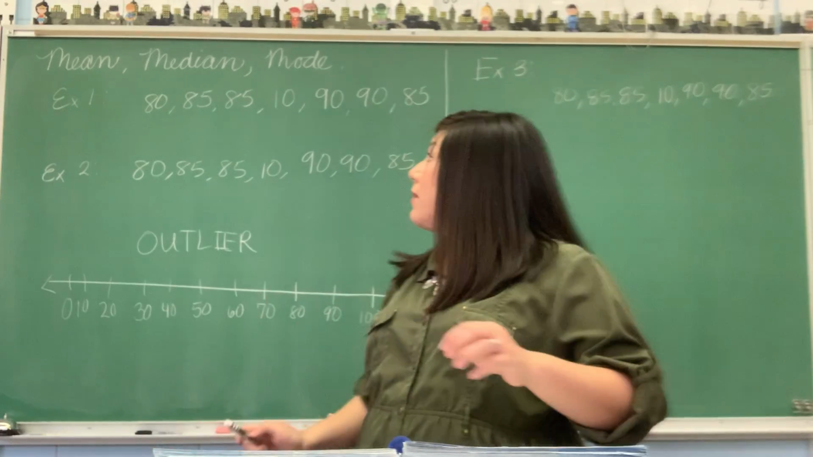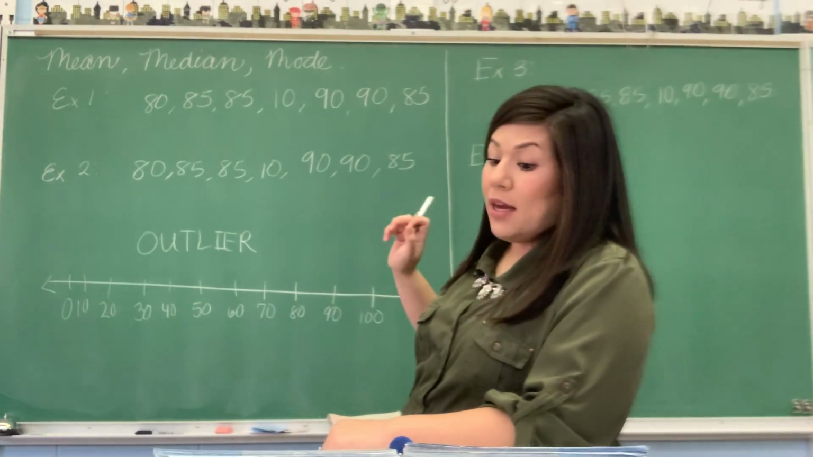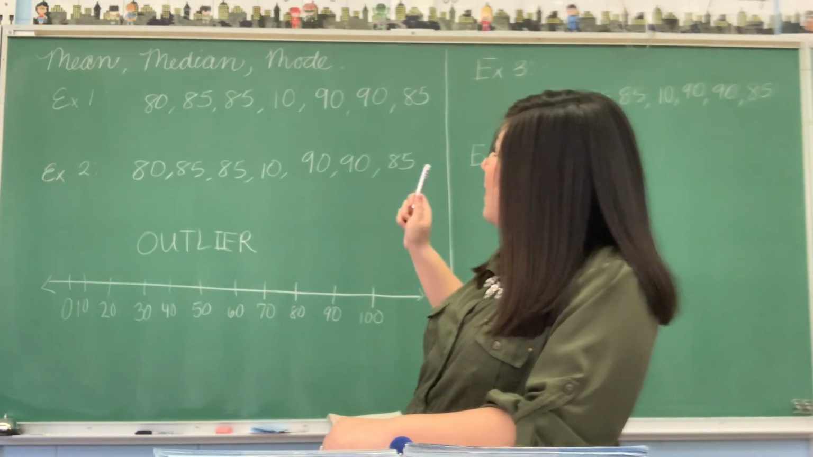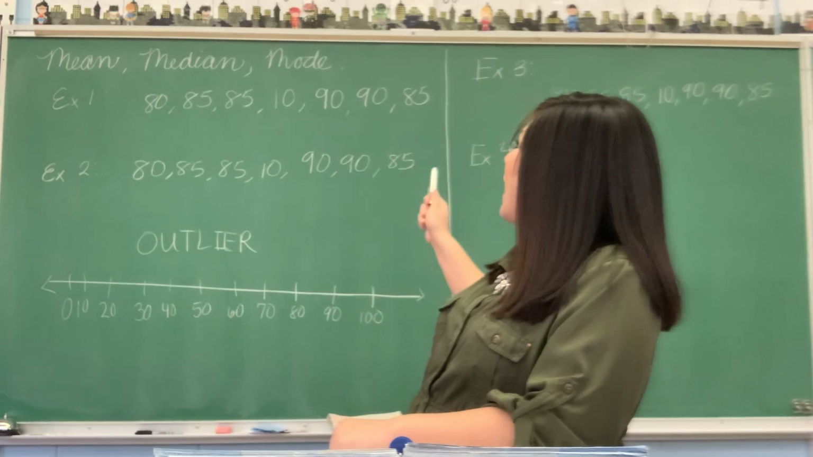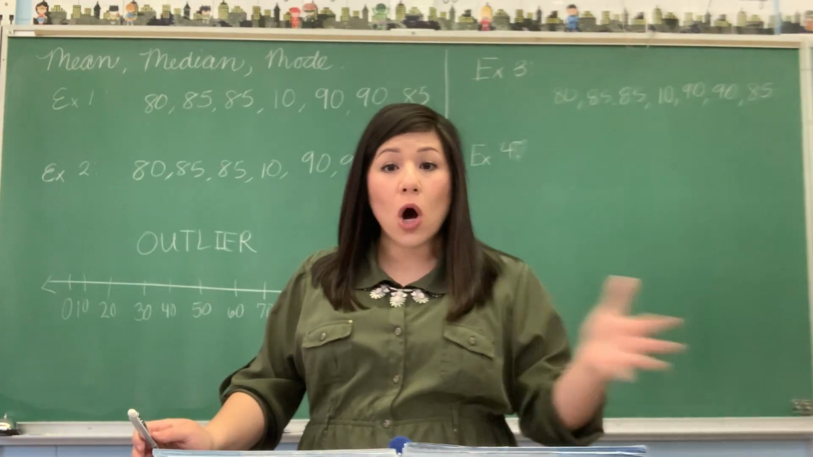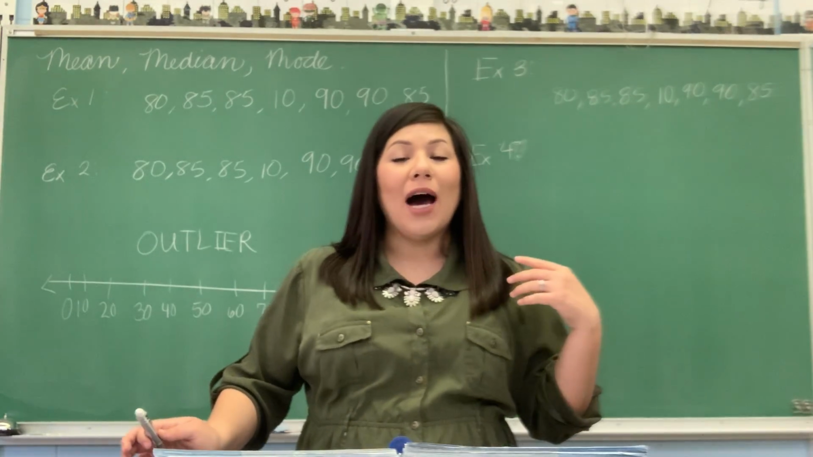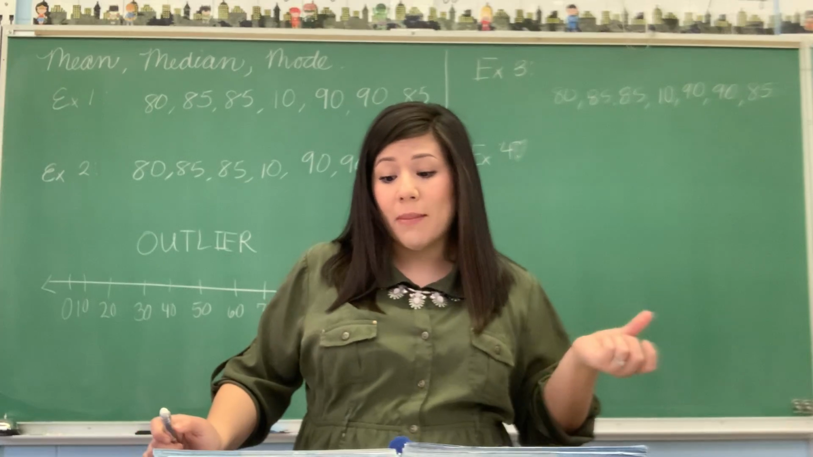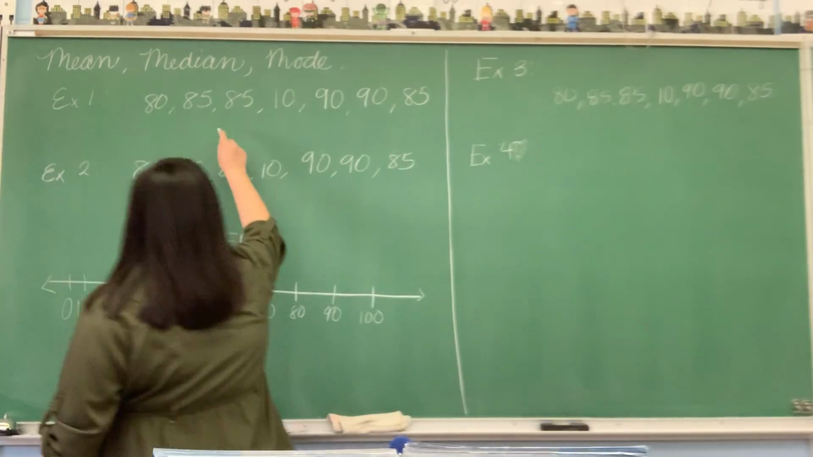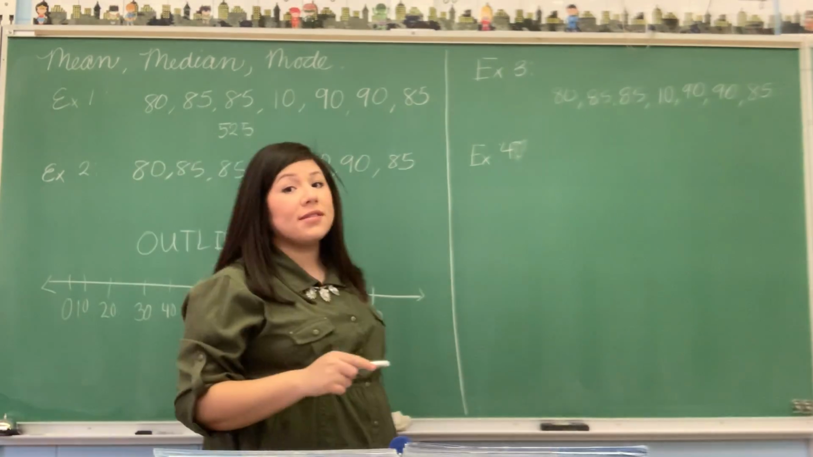Now, look at example 1 here. Find the mean for the numbers 80, 85, 85, 10, 90, 90, and 85. Again, what's the first thing that we do, fourth grade? We add up all the numbers. I'm not going to add all the numbers with you. I'm just going to tell you the sum, and it's there in your books. The answer would be 525. So 525 is the sum of all these numbers.